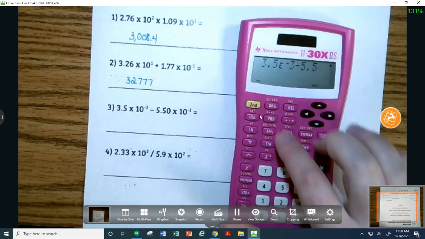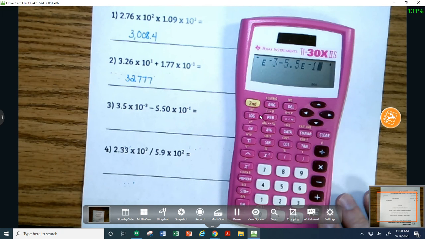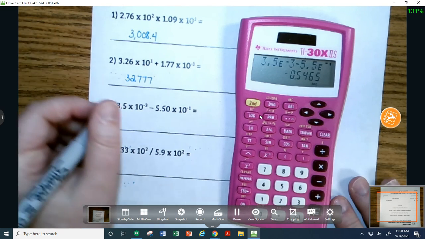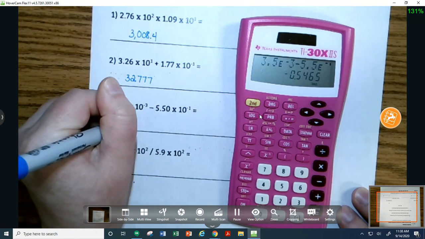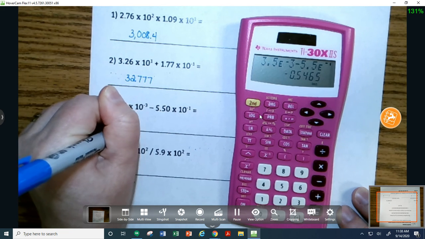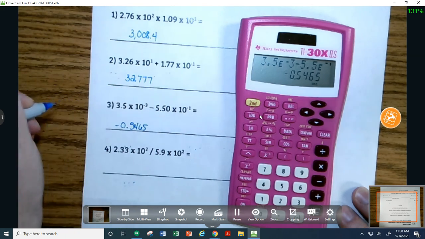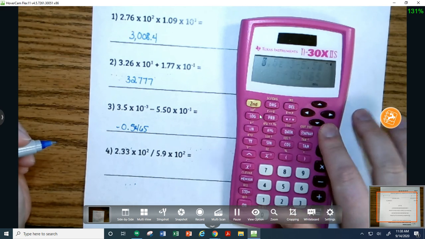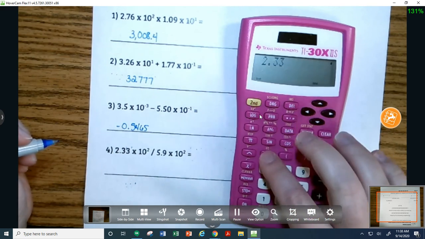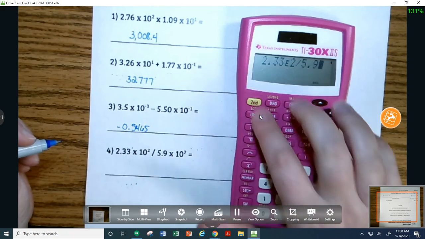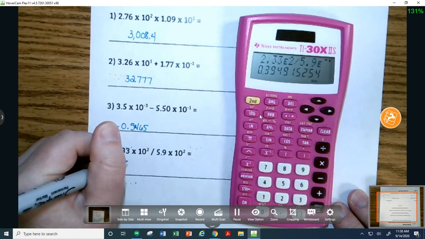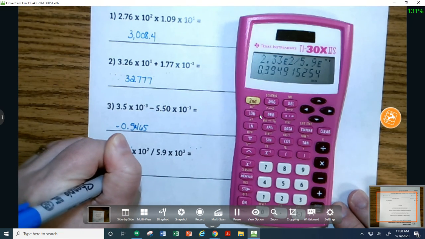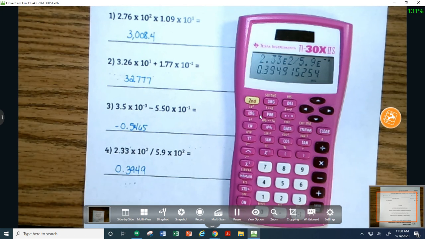Okay, so I have number 3 typed in. Notice that they're negative exponents. I get an answer of negative 0.5465. And lastly, 2.33 to the second power divided by 5.9 to the second power. We get 0.39, and I'm just going to leave it at 0.3949. Like I said, we'll talk about where to cut numbers off later on.